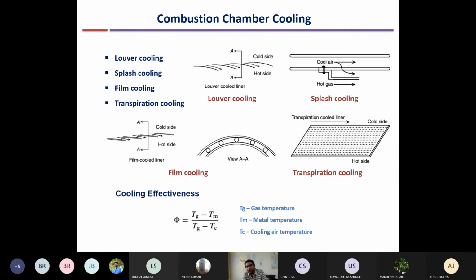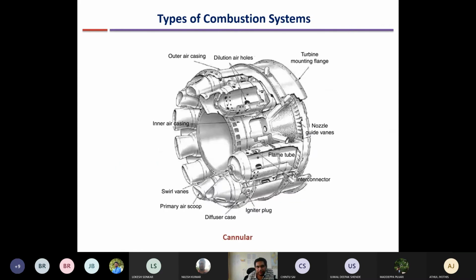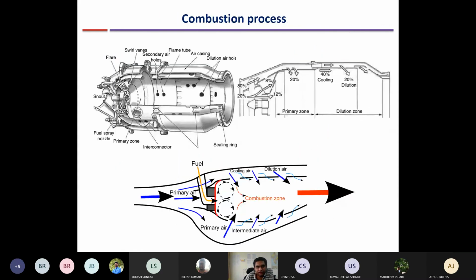So now we will move on to another aspect of the combustion chamber, which is the cooling of the combustion chamber, or more importantly, cooling of the combustion chamber lining. The outer casing does not face the flame, but the flame is faced by the inner liner. This inner liner that you can see, the inner can, faces very large temperature and will buckle at high temperature.